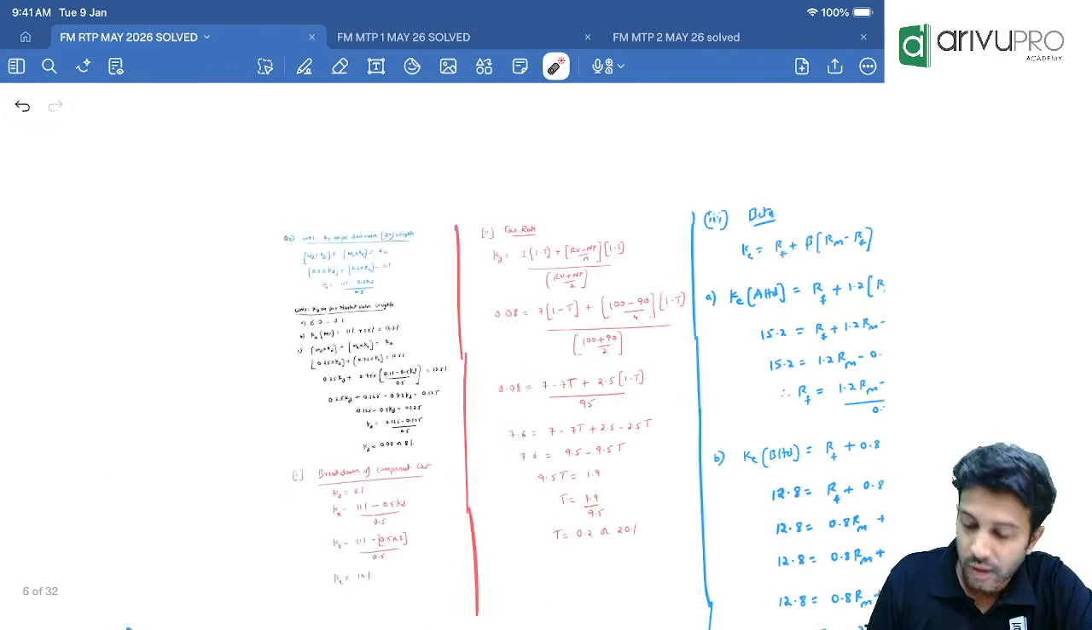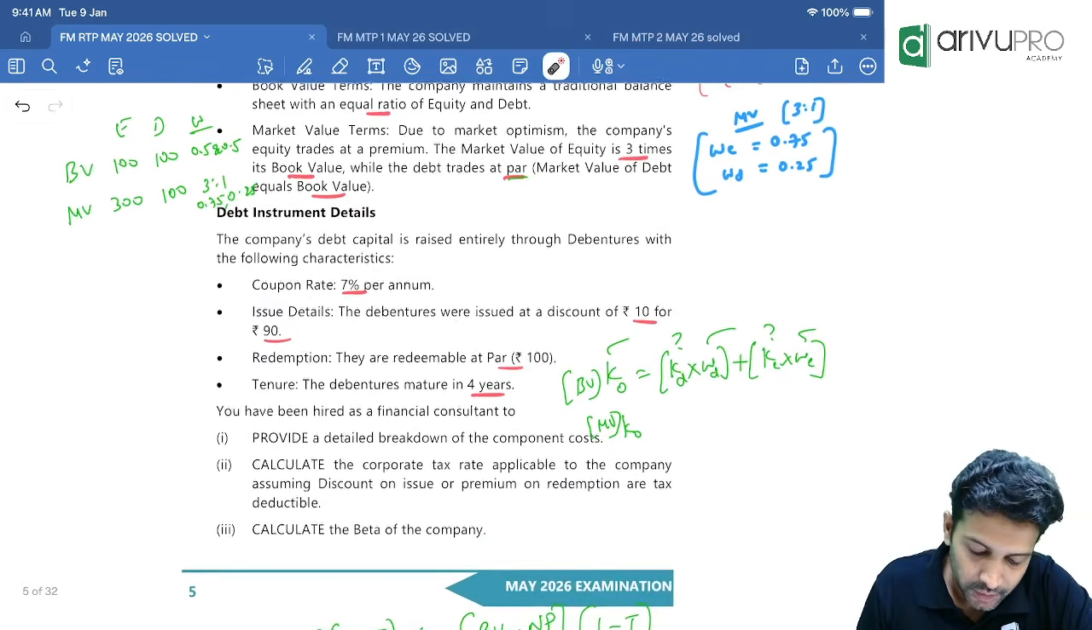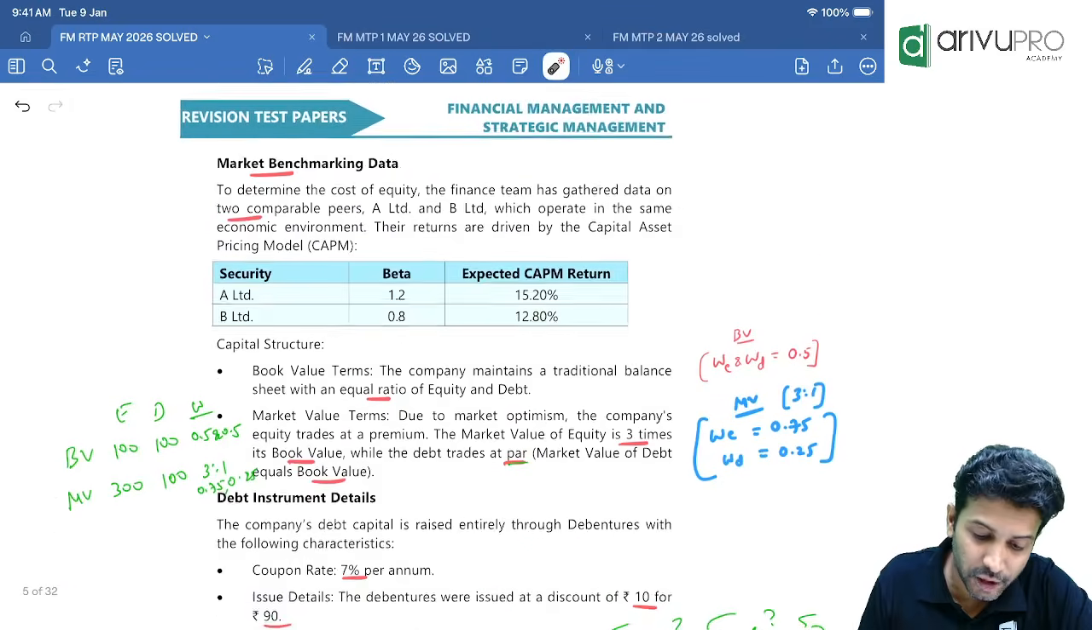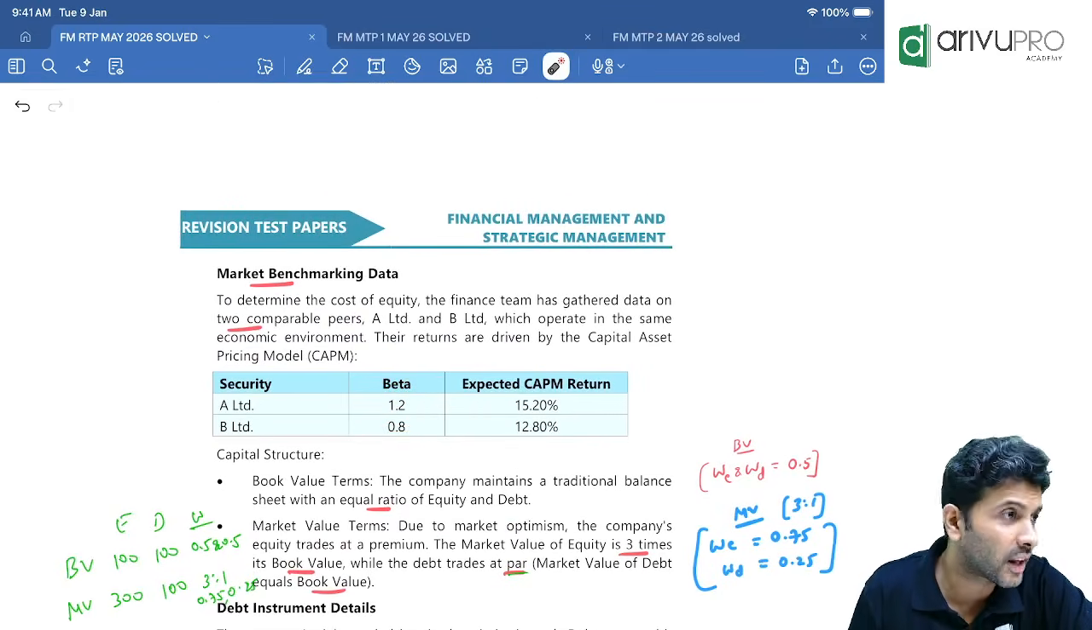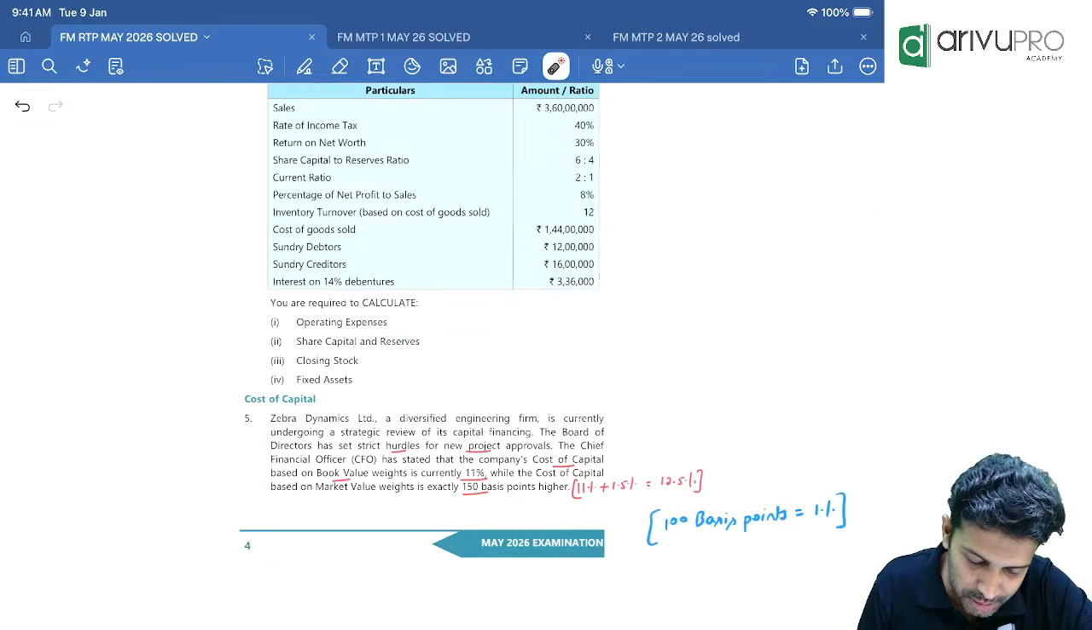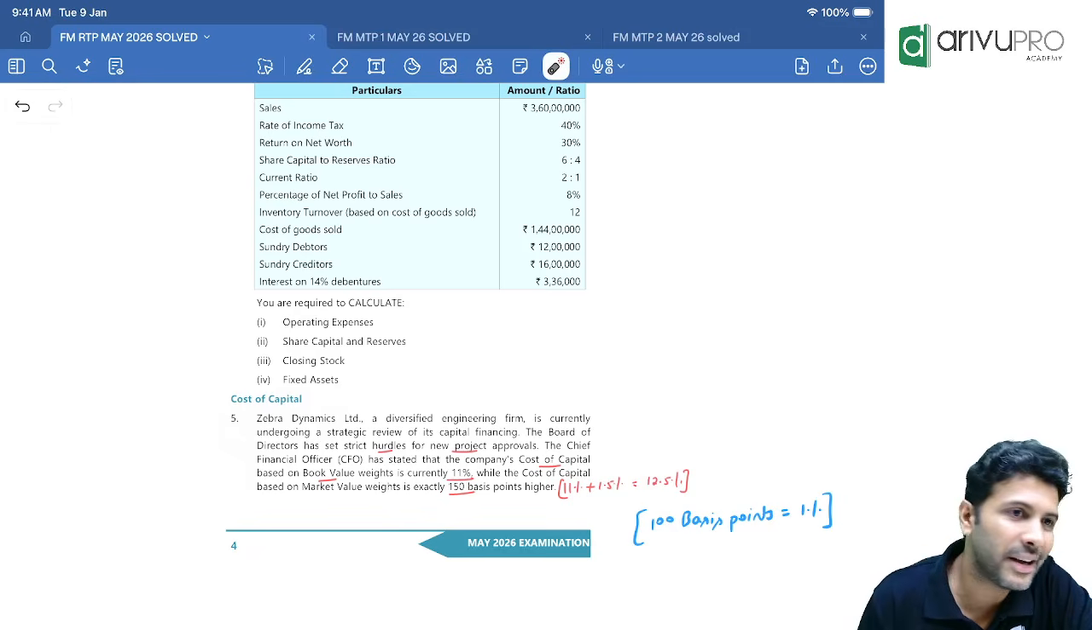Okay. Third requirement, one more we have here. Calculate beta of the company. Sir, beta of the company is this, sir. No, this is the beta of our competitor. Now they are asking for our company, Zebra. Our company's beta they are asking.